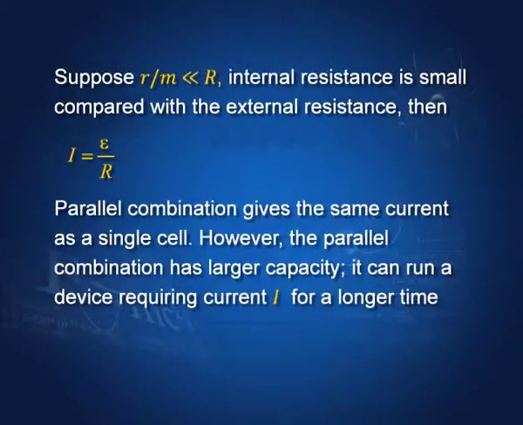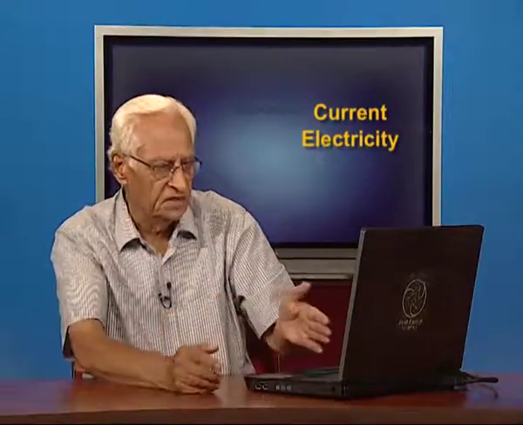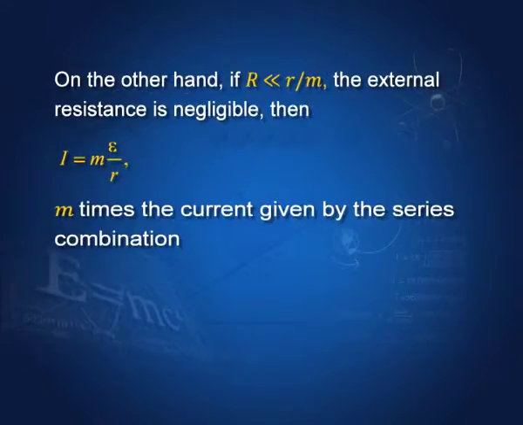If the external resistance is very large, then I can neglect r, and then the current will be as if through one cell, and if external resistance is small, then the effect of the parallel combination would be that the current will be M times the number of cells times the current through one cell.